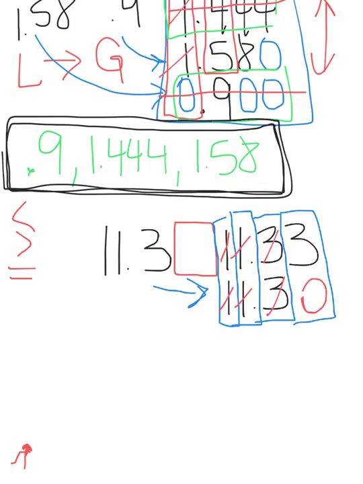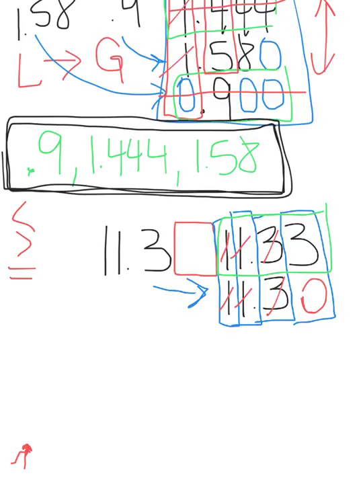Now we're on our last place value here, which is our hundredths place, and we have a 3 and we have a 0. Now, we are smart and we know that 3 is bigger than 0, so that means my 11.33 has to be the bigger one. So somehow I'm going to show myself that this one has to be bigger because my 3 is bigger than my 0.